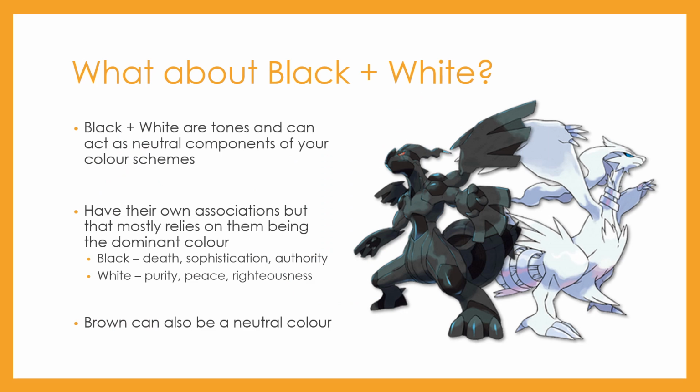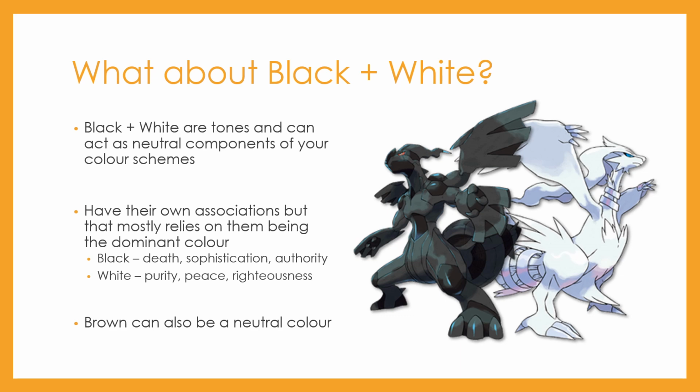What about black and white? Because they are also important, but technically it's confusing. They use the word tones to describe like 10 different things in color theory, but technically you would call black and white tones, and they're neutral, and you usually complement them with additional colors, although they do have their own association. So black is death and sophistication and authority, whereas white is a lot more purity, peace and righteousness and telling the two dragons to fight each other.